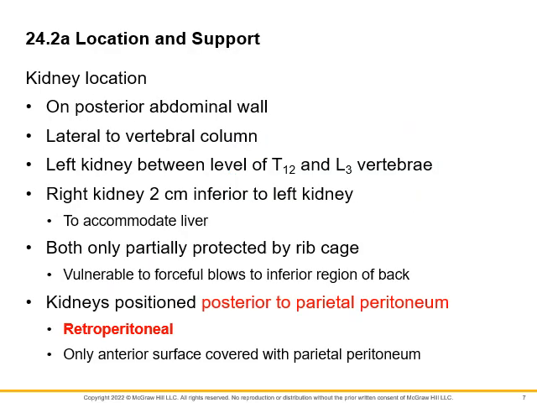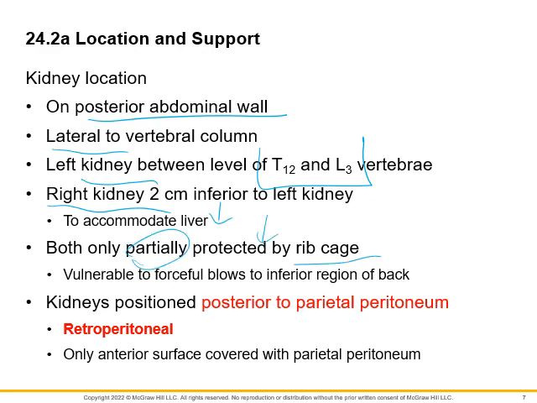Very detailed kidney location here. It's on the posterior abdominal wall. It's lateral to the vertebrae. Left kidney is between the 12th thoracic vertebrae and the 3rd lumbar. The right kidney is slightly lower than the left. They're partially protected by the rib cage. They are posterior to the parietal peritoneum.